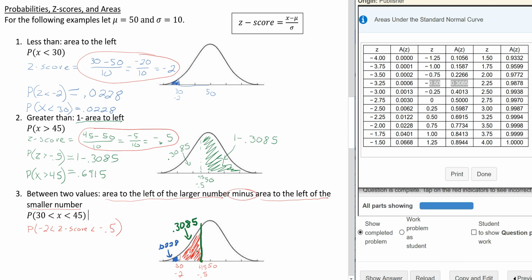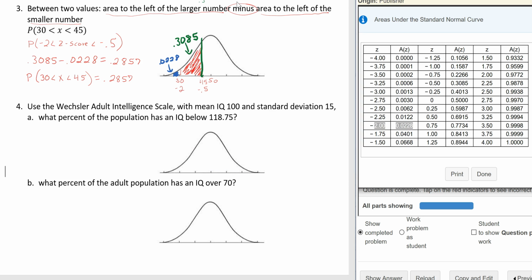I want to remind you, up in problem 2, this had x is greater than 45, and here we're dealing with x is less than 45. So we're interested in the area to the left of that green line where 45 was at. We're not interested in the area to the right. Okay, so now that I have those two areas, I need to subtract 0.0228 from 0.3085. This equals 0.2857. That tells me the probability of having a data value between 30 and 45 is 0.2857.